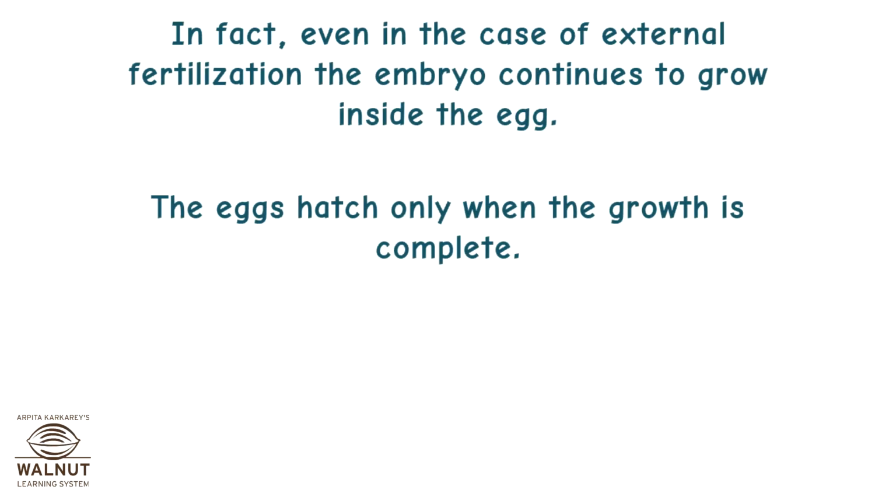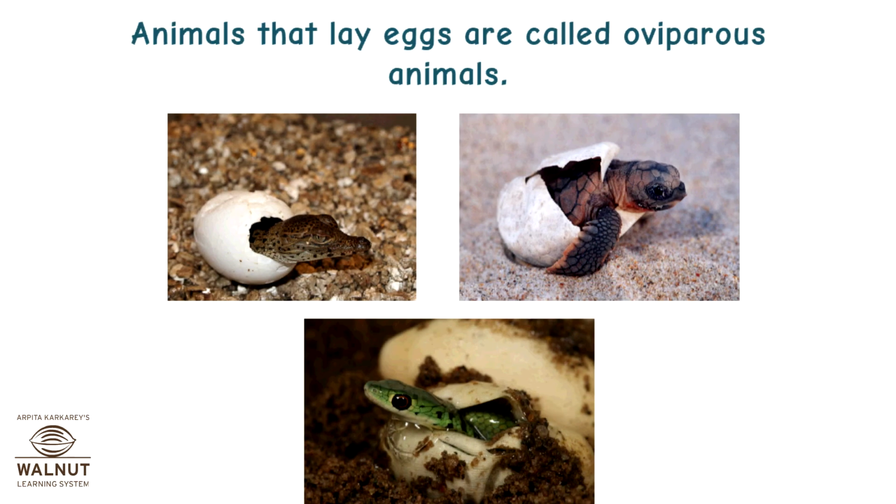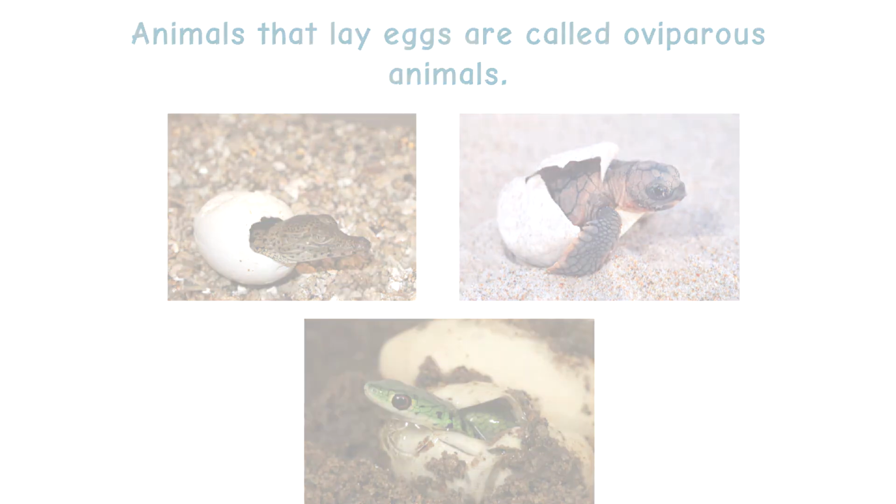In fact, even in the case of external fertilization, the embryo continues to grow inside the egg. The eggs hatch only when the growth is complete. Animals that give birth directly to young ones are called viviparous animals. Animals that lay eggs are called oviparous animals.